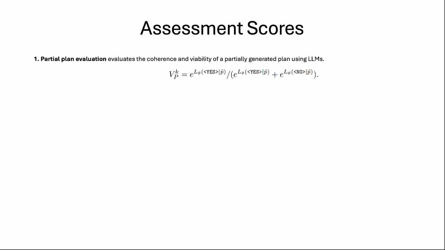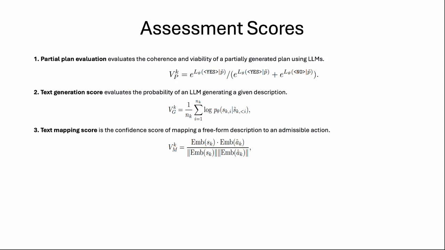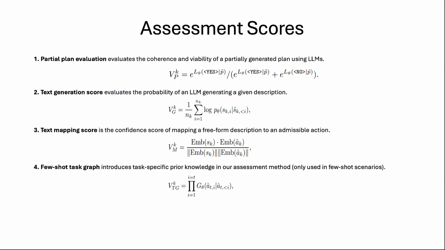First, partial plan evaluation evaluates the coherence and viability of a partially generated plan using LLMs. Second, text generation score evaluates the probability of an LLM generating a given description. Third, text mapping score is the confidence score of mapping a free-form description to an admissible action. Finally, few-shot task graph introduces task-specific prior knowledge in our assessment method, which is only used in few-shot scenarios. Please refer to our paper for more details on the assessment scores.